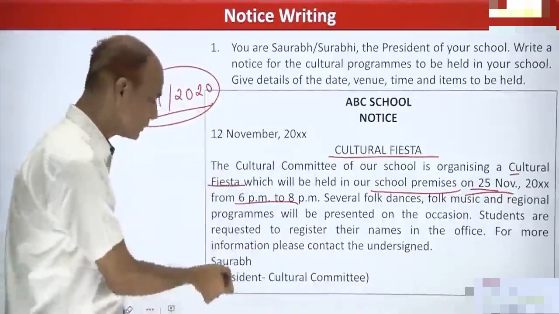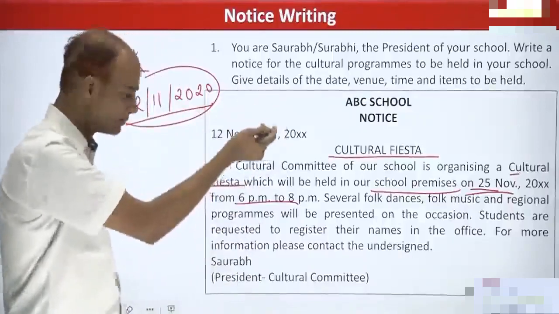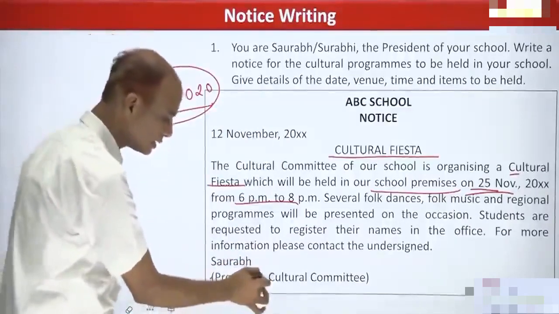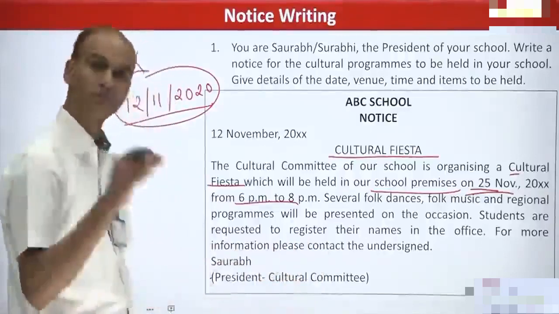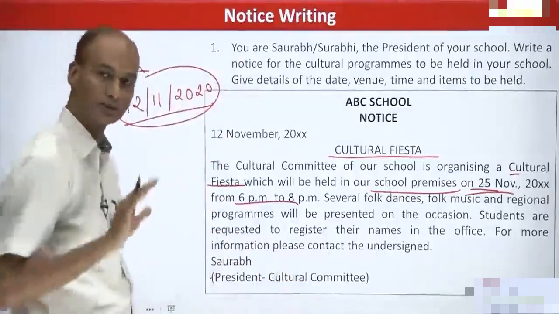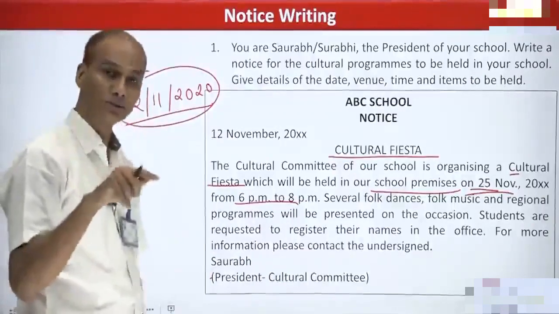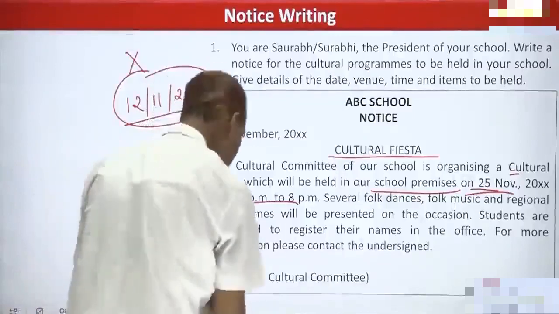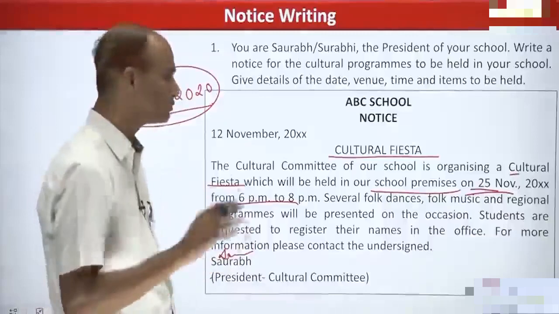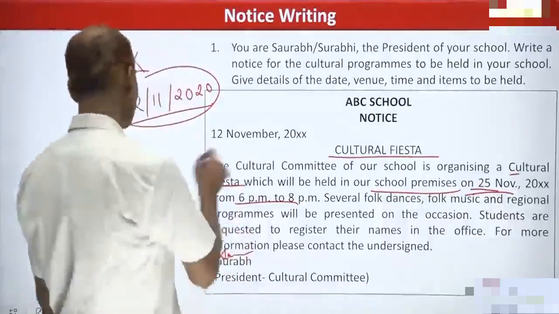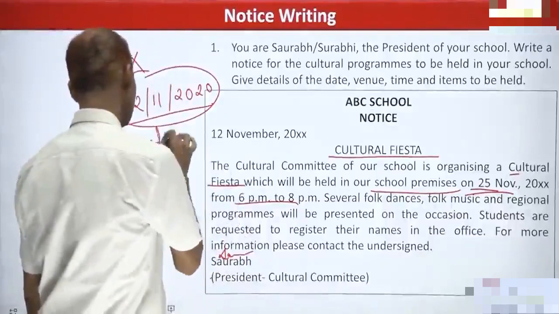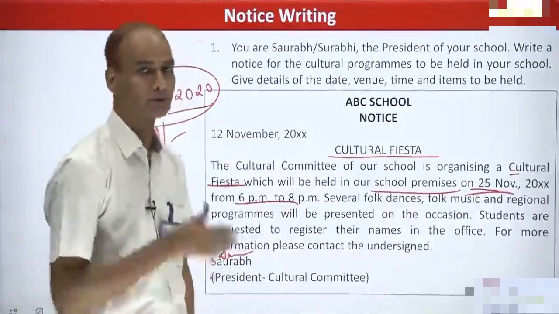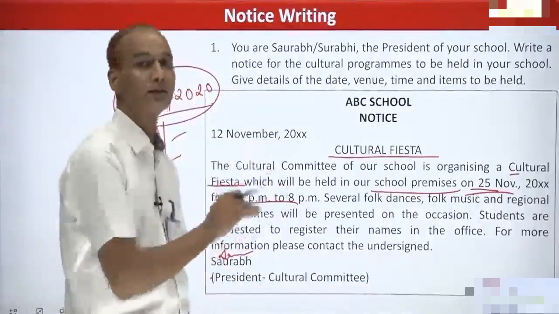So finally, name as given, Saurabh or Survi, right? Then president. So this is the way we write. Designation, then hyphen, and then cultural committee, as you are associated with the cultural committee. And earlier I told you that an initial. So as Saurabh is there, you just put an initial here. This can be done. You might have seen on the school notice boards that they write just with an initial. Okay, so it means signed by. That is the purpose of this and you can do this. So this is the way to write a notice.